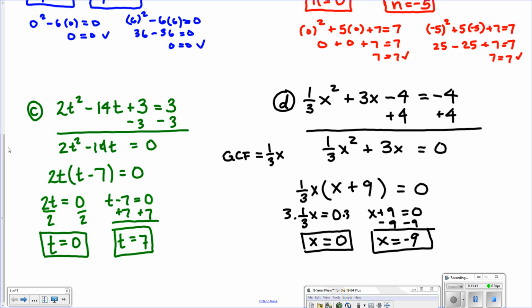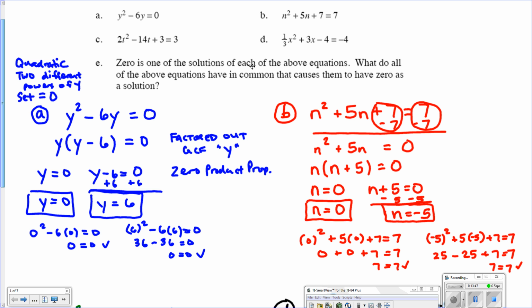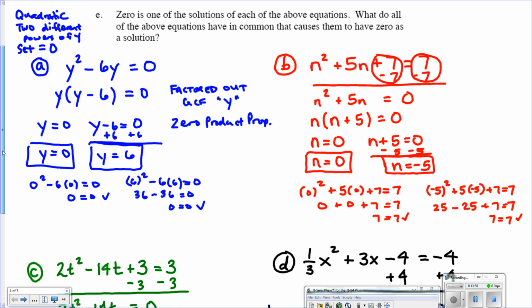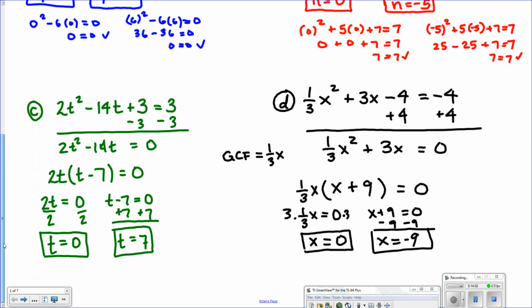All right, we have the last little part here, looking at E. It says 0 is one of the solutions of each of the above equations. What do all of the above equations have in common that causes them to have 0 as a solution? As we look at that, you'll see that when we set each of them equal to 0, we only have 2 terms, and we can factor out the variable from each of those terms there.